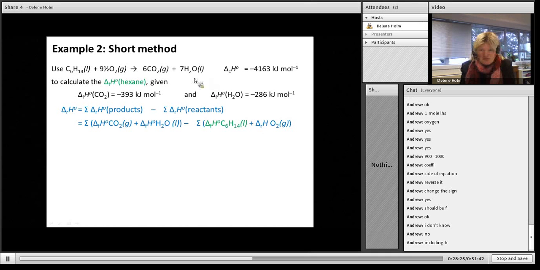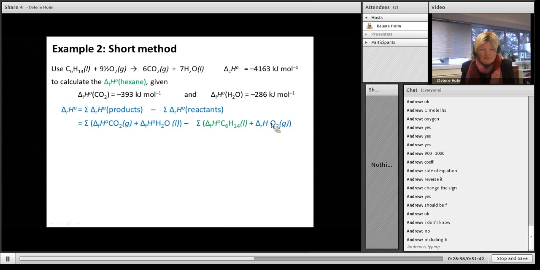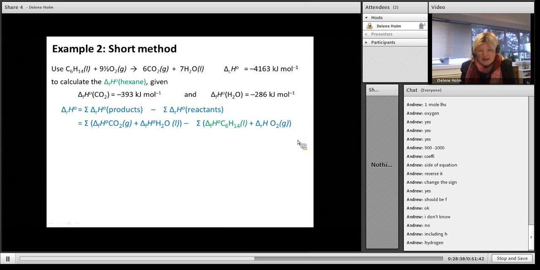And of course, 9.5 times 0 is also 0. Yes, and I should have also put a 0 up there, delta H naught up there. Yeah. Okay, and that's what I've got there.